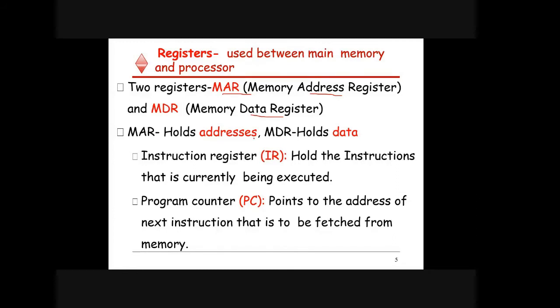So MAR holds the address and MDR holds the data. Instruction register holds the instruction that is currently being executed. So the currently executing instruction will be stored in the instruction register. What is program counter? It points to the address of the next instruction that is to be fetched from the memory. So these are the registers present.